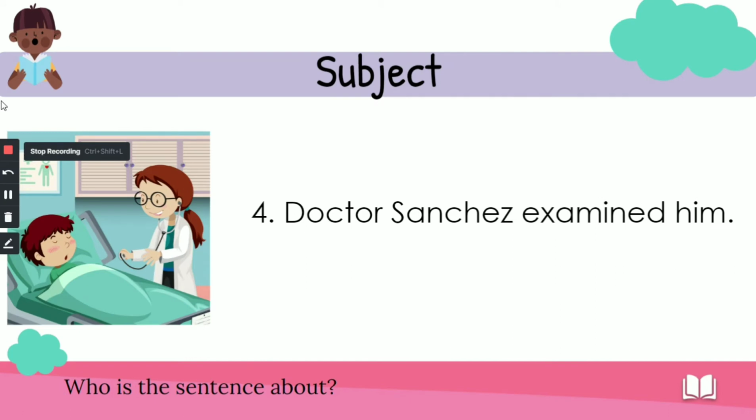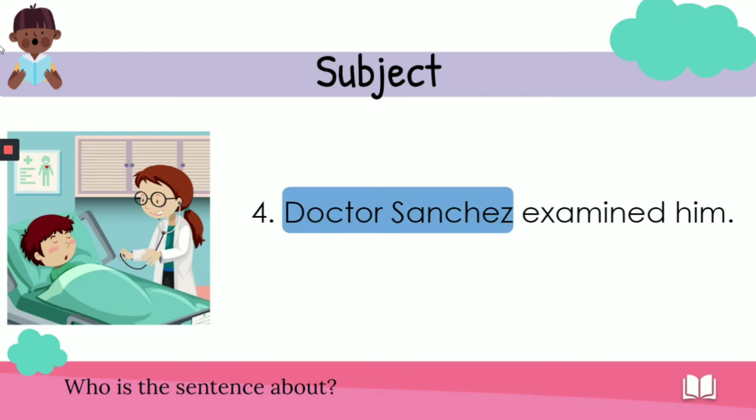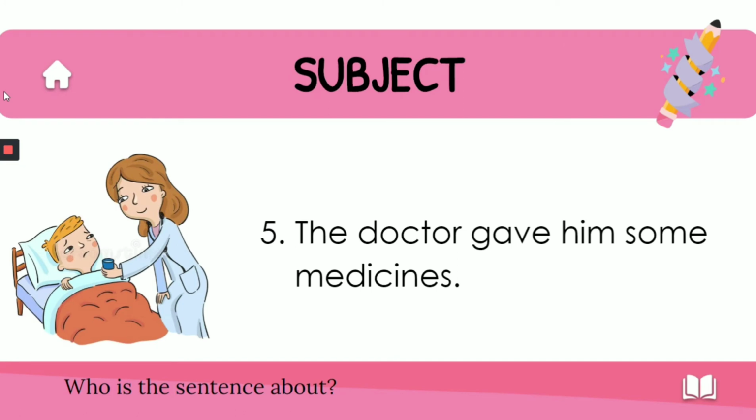Next, let's take a look at the fourth example. Dr. Sanchez examined him. Who is the sentence about or who is the doer of the action? Yes, Dr. Sanchez is the doer of the action, so Dr. Sanchez is the subject in the sentence. What about the last example? The doctor gave him some medicines. Who is the sentence about or who is the doer of the action? Yes, correct. The doctor is the complete subject in this sentence.